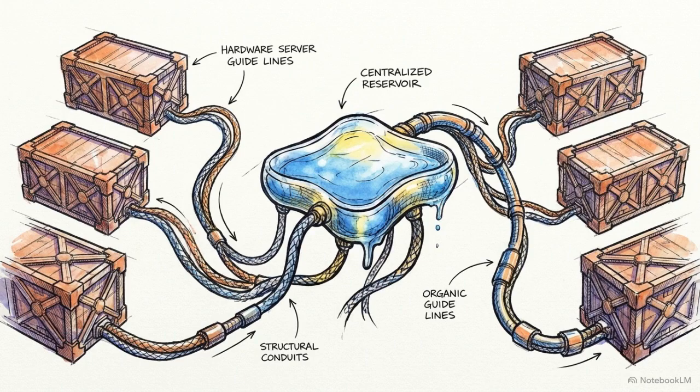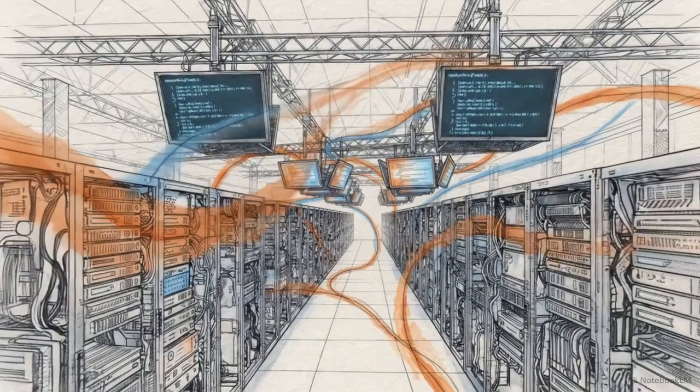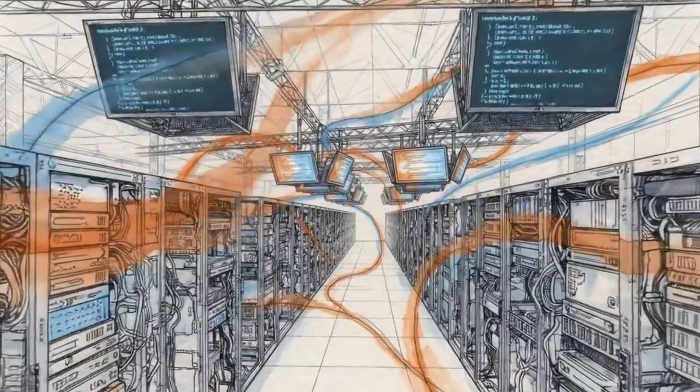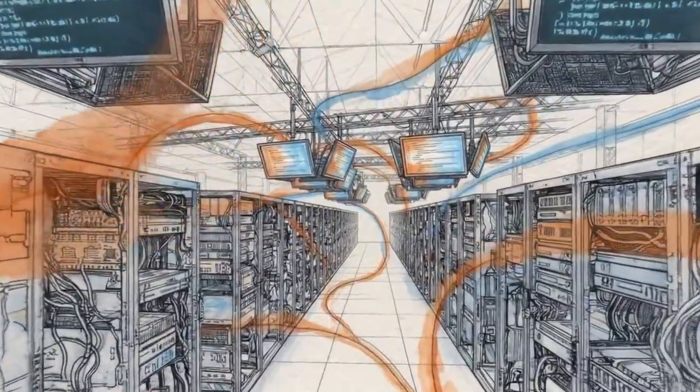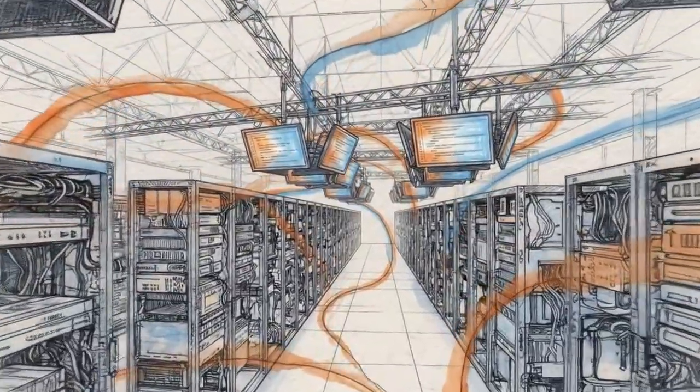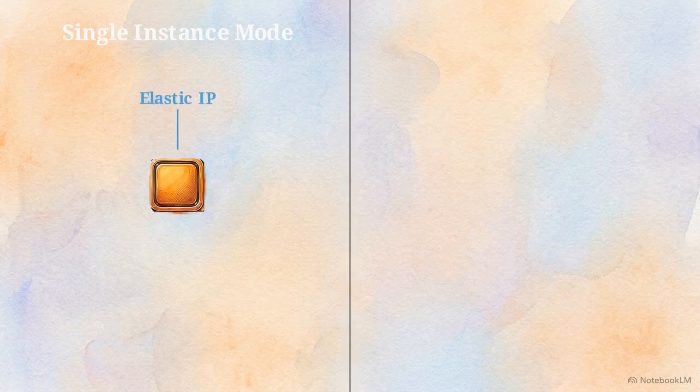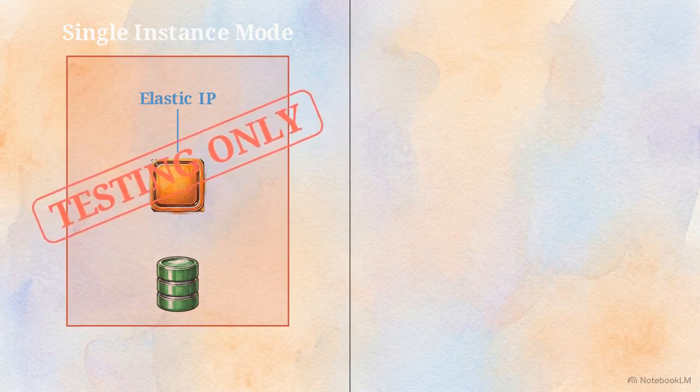AWS Elastic Beanstalk is a managed orchestration service designed to automate the deployment of these layers directly from your application code. Beanstalk offers 2 primary deployment modes. Single instance mode provisions one EC2 instance with an elastic IP and a local database. Because this mode provides no scaling or failover capabilities, it is used only for rapid prototyping and testing.